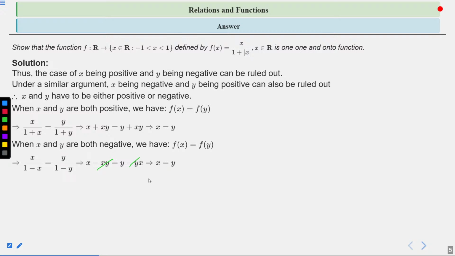So for both the conditions, we are getting x is equal to y when we assume f(x) is equal to f(y), right? Therefore, we can say that the function is 1-1, right? So for the bijectivity, f should be both 1-1 and onto, and we have proved that f is 1-1. Now we will see whether f is onto or not, right?